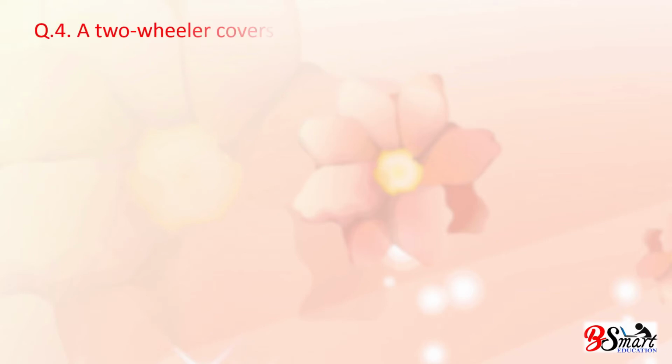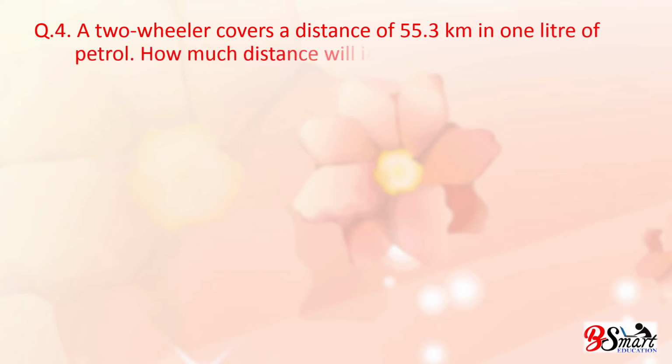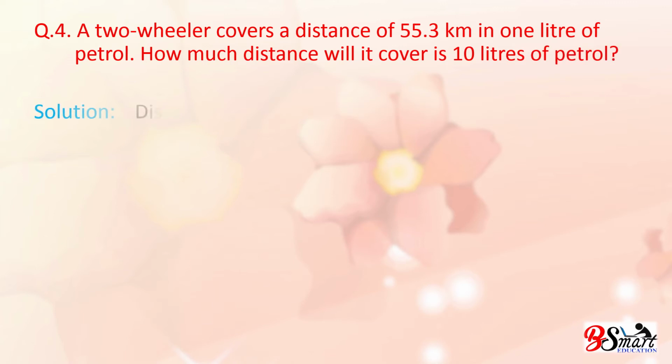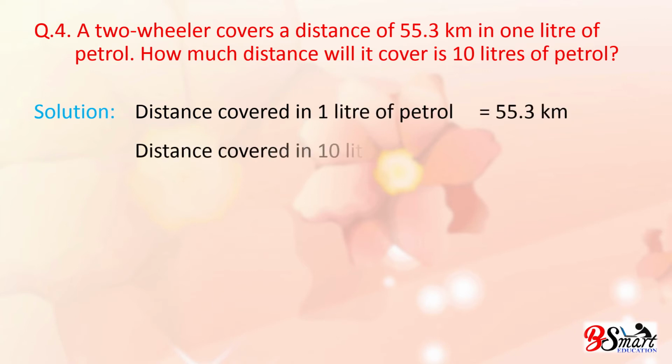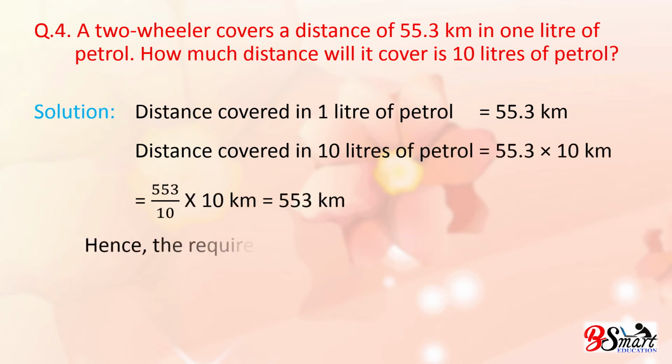Question number 4. A two-wheeler covers a distance of 55.3 km in 1 liter of petrol. How much distance will it cover in 10 liters of petrol? Solution: distance covered in 1 liter of petrol equal 55.3 km. Distance covered in 10 liters of petrol is equal 55.3 into 10 km. Equal to 553 divided by 10 into 10. So, 10 cut. That is 553 km. Hence, the required distance equal to 553 km.